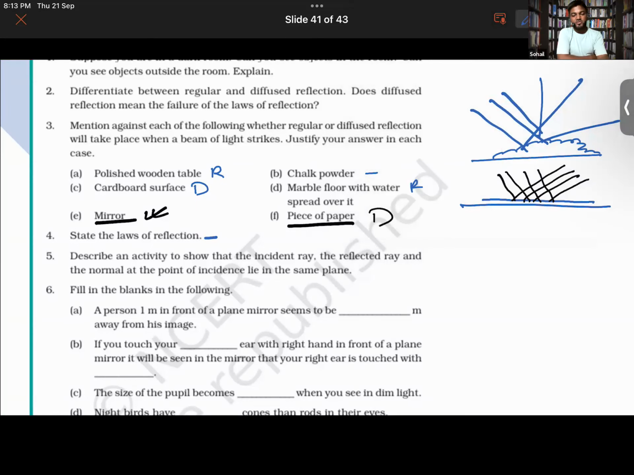Ahmed mentioned the laws of reflection. What are the laws of reflection? Ahmed, you mentioned it. There are two laws of reflection. What are they? The first law of reflection, what does it say? Ahmed, we talked about the two laws of reflection. We discussed that in the class, no? Say at least one. At least one of the laws, please mention it.